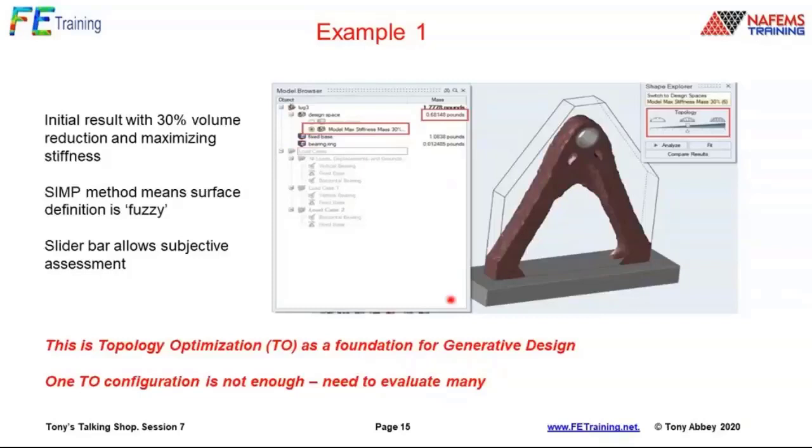So this is topology optimization, and it's a one-shot topology optimization solution. But what good does this one-shot do us? Not very much on its own. And so my definition really is that topology optimization is the foundation for generative design. One configuration isn't enough. We need to look at a lot more.